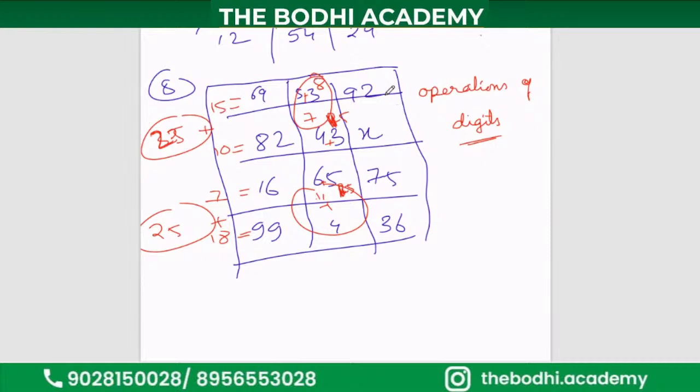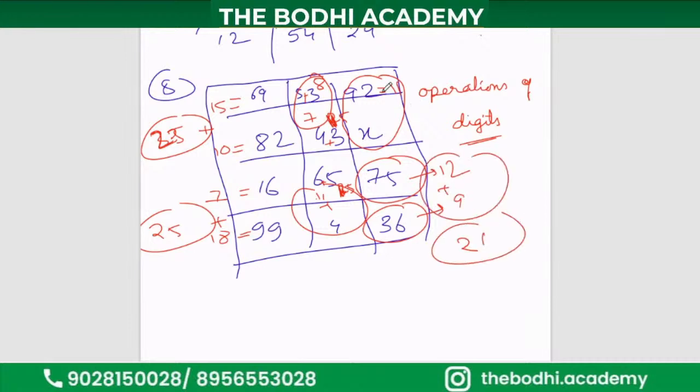Now how to get the answer? 92 and x. So 9 plus 2 is what? 11. X we don't know. 7 plus 5 is what? 12, and 6 plus 3 is what? 9. Add them together, what you get? 21. Now, 11 and 21, that means a gap of 10.